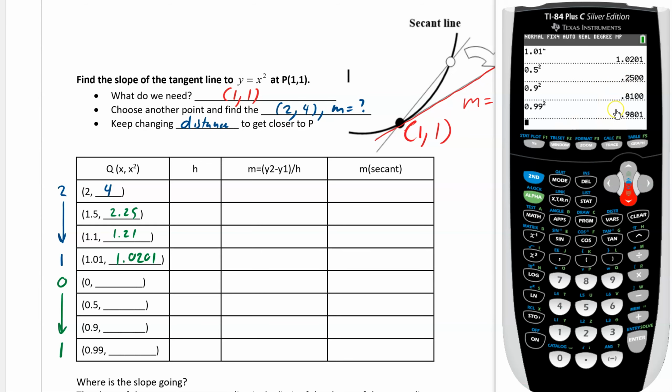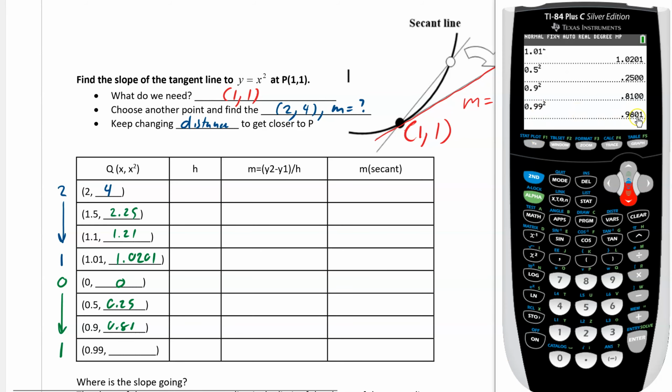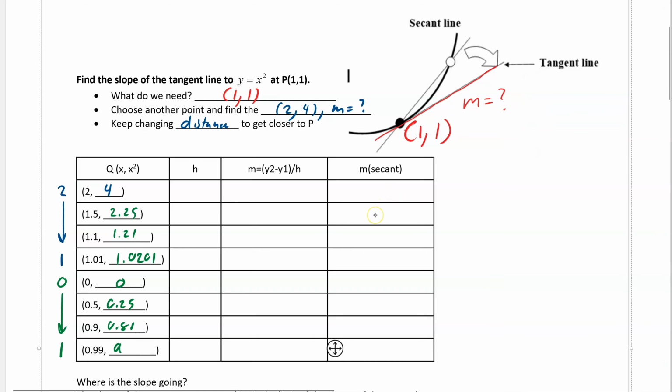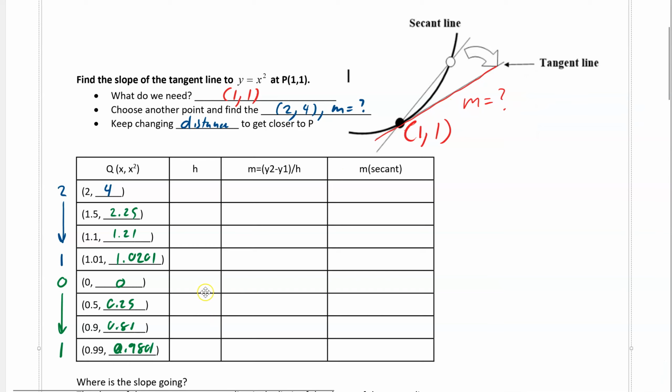So we have 0.25, 0.81. 0 is obviously 0. And then the last one, the 0.99, was 0.9801. Let's double check these. Yes, we're good.